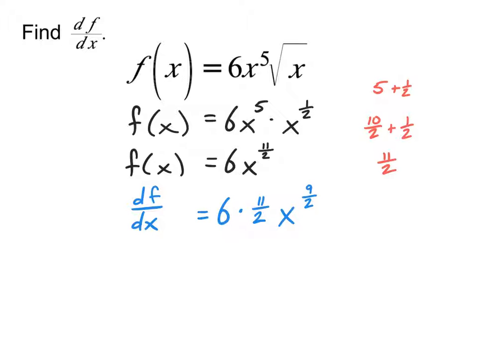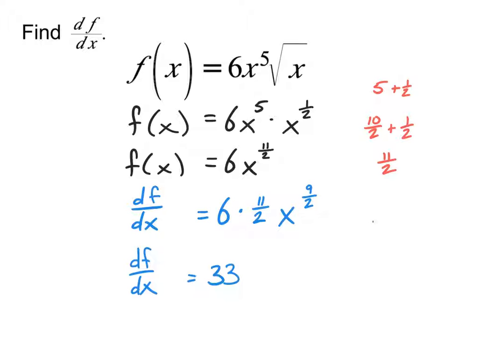All right, and from here it's just a matter of cleaning that up, because while technically that is the derivative, it just needs to be cleaned up a bit. So we're going to do df over dx equals 6 times 11 halves. Well, 6 divided by 2 is 3, and 3 times 11 is 33. And then x to the 9 halves.